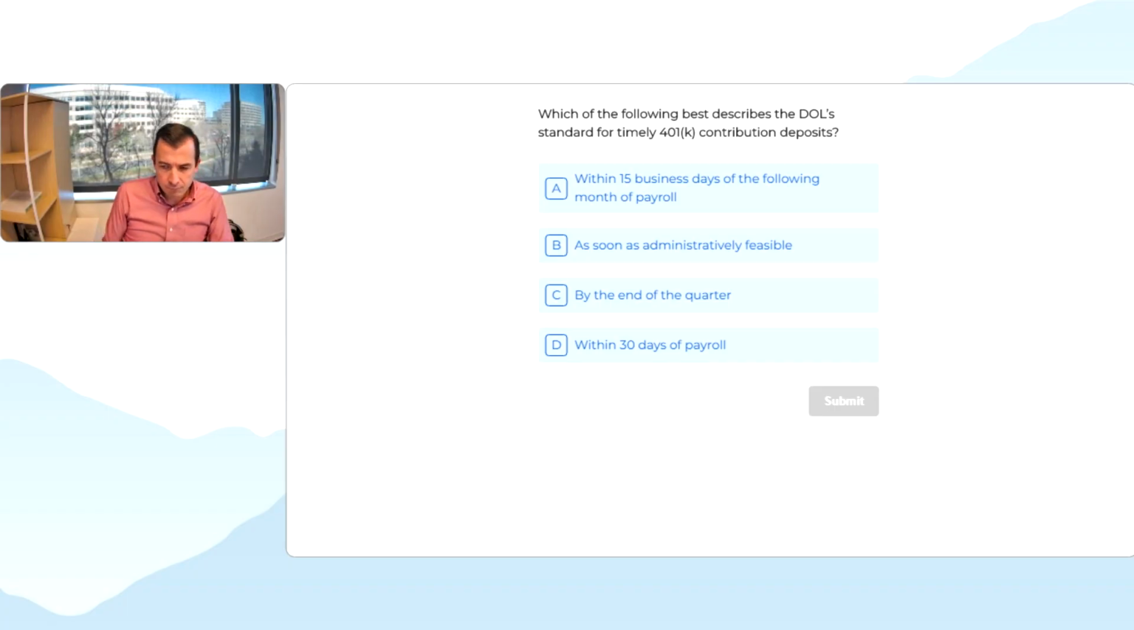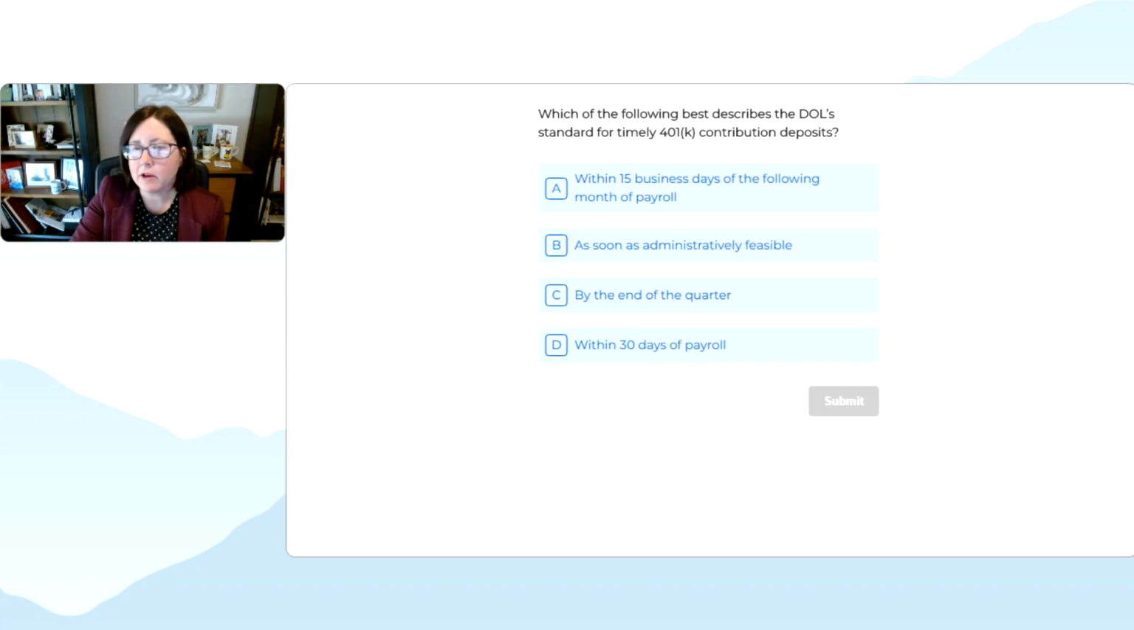So our second poll question: which of the following best describes the DOL standard for timely 401k contribution deposits? A, within 15 business days of the following month. B, as soon as administratively feasible. C, by the end of the quarter. D, within 30 days of payroll. And we did touch a little bit on this already, that the max safe amount is the 15th business day of the following month. But as many of you saw on the previous slides, that may not be the best answer, especially if you're audited or have to opine for why something's late.